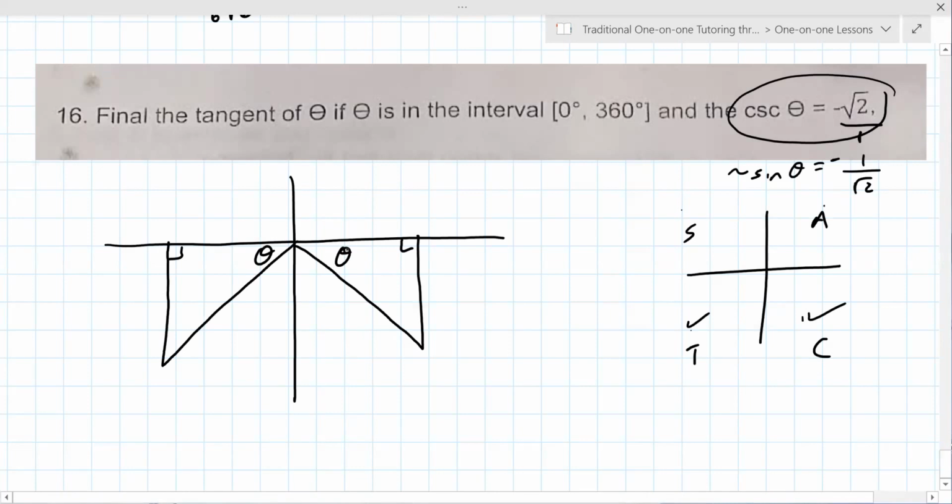But if we go to this quadrant over here, sine is opposite over hypotenuse. Let's see, that one's going to be negative. And if we go over here, this one's negative and this one's positive. So in both cases, we need to find the other leg. Here it's positive 1, here it's negative 1. And that's again done through a squared plus b squared equals c squared.